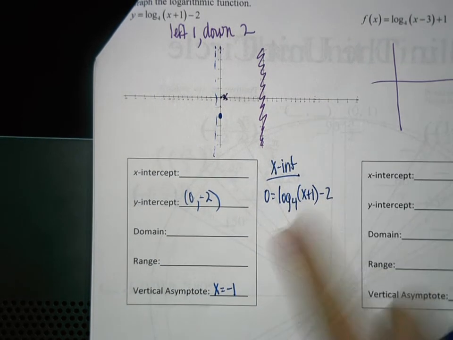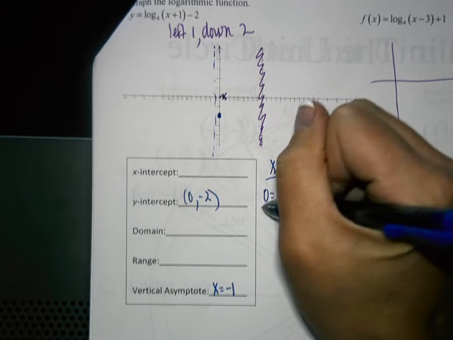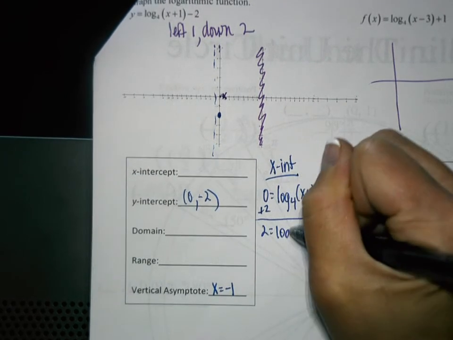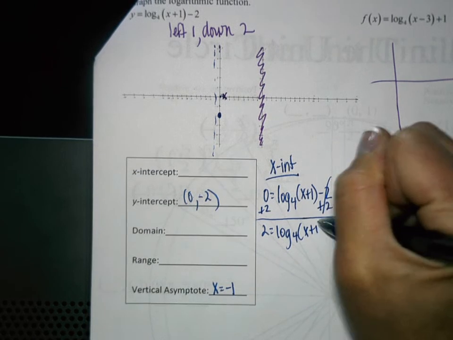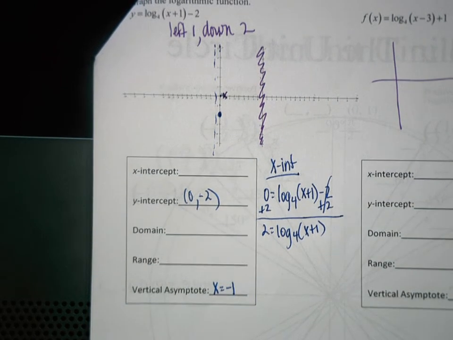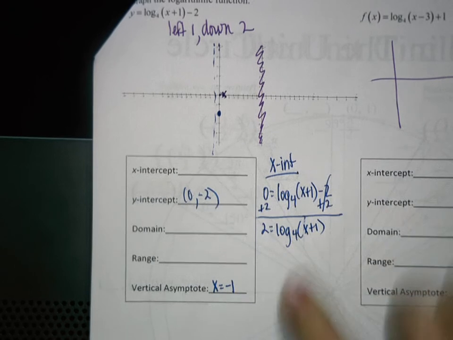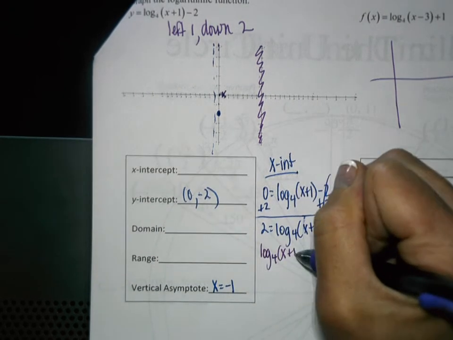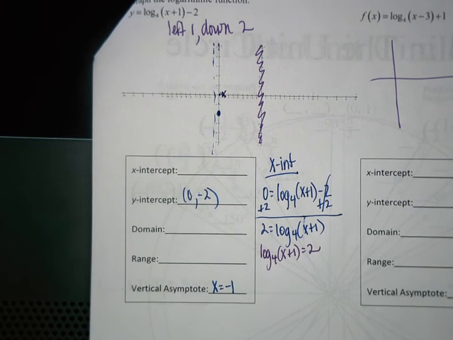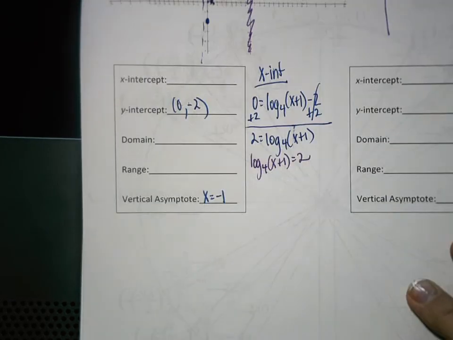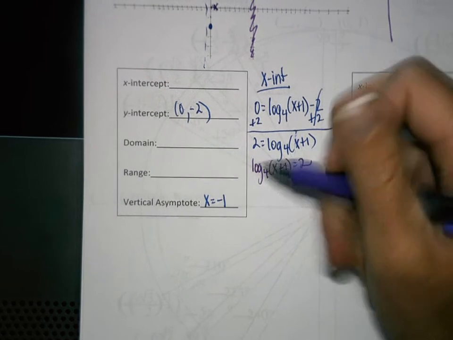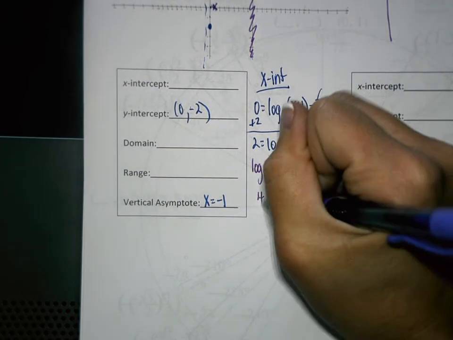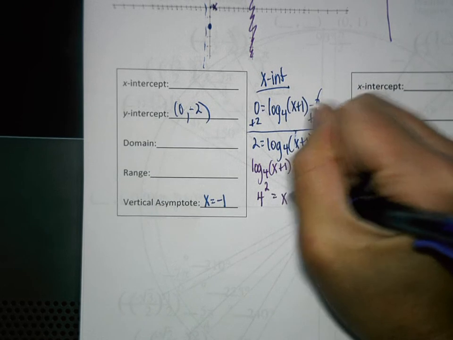So we want to get the log by itself. I'm going to add 2 to both sides. This eliminates, and I have 2 equals log base 4 of (x plus 1). Most of the time when you see logarithmic functions, it's written this way: log base 4 of (x plus 1) equals 2. And maybe when you see it like that, I'm going to move this up so you can see it better, you can tell we want to change this to exponential form. And so when we do that, it's going to become 4 to the second power equals x plus 1.